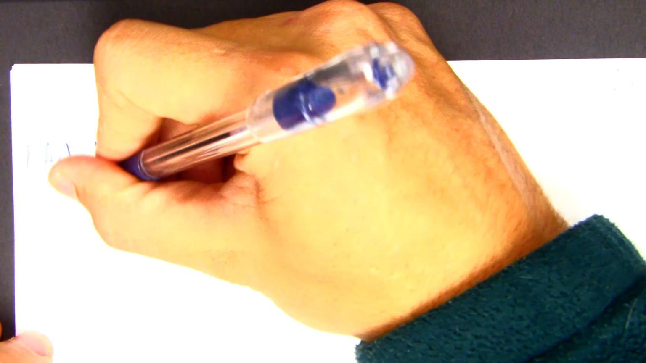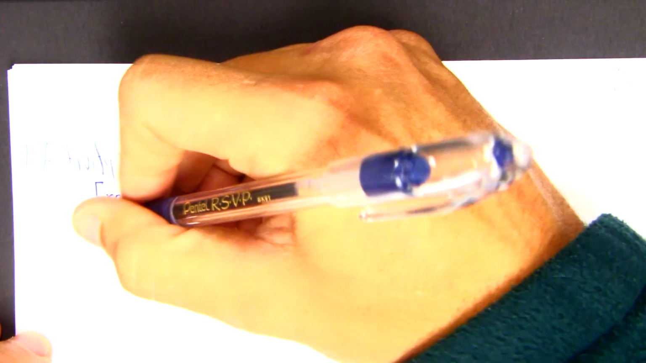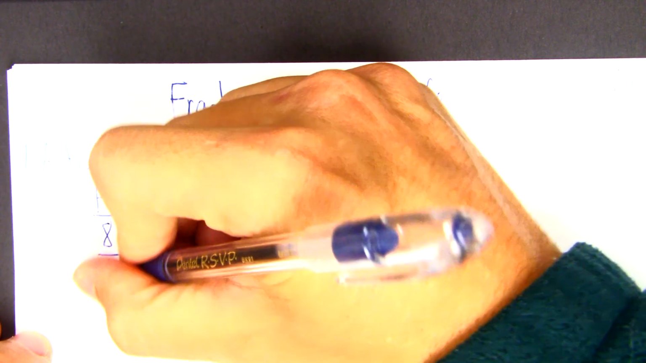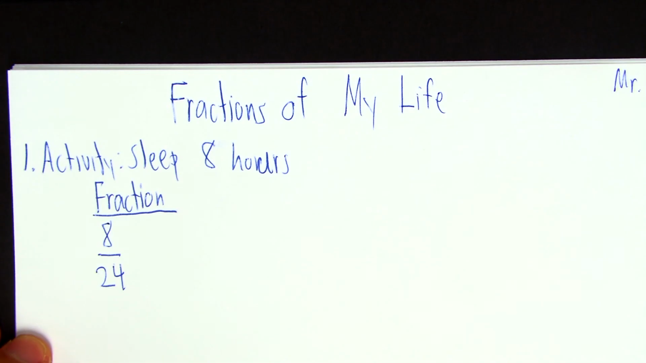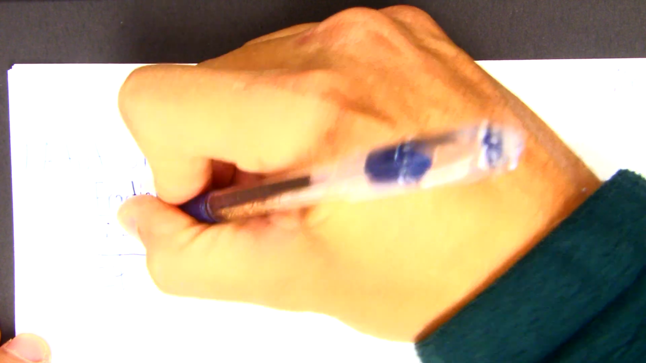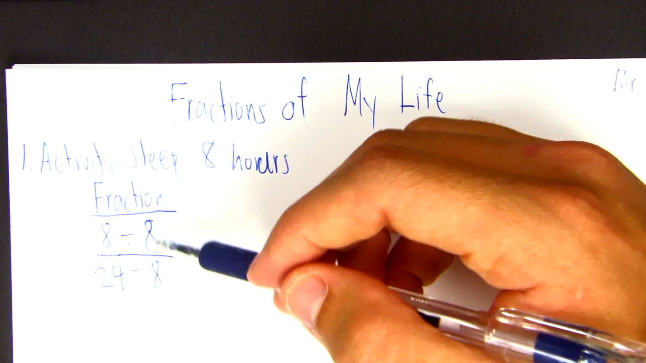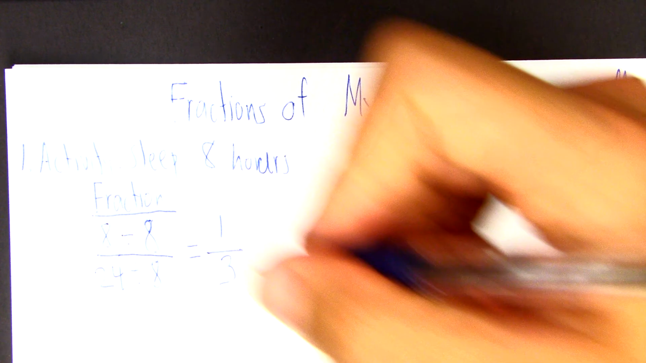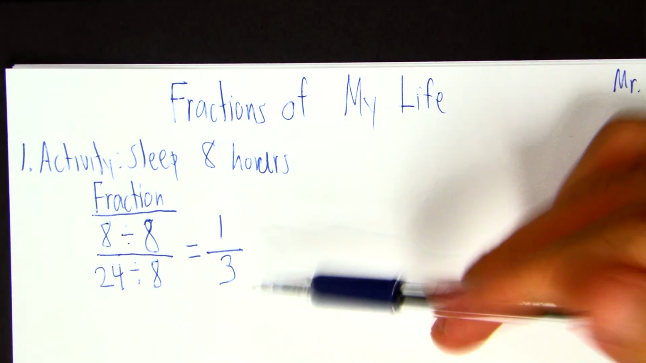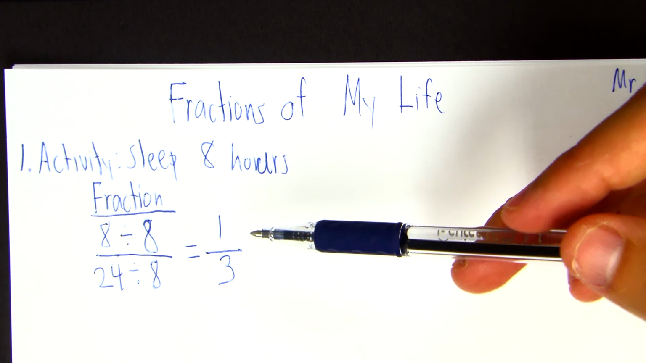And so for the fraction part, you have 8 hours out of 24 possible hours in a day, okay? To simplify that, what we do is we divide both the top and the bottom by 8. And we're allowed to divide them both the top and the bottom by 8 because we're doing the same thing to both sides, right? So 8 divided by 8 is 1. 24 divided by 8 is 3. And then we look, is that as simple as it can get? And we know it is because there's a 1 on top.